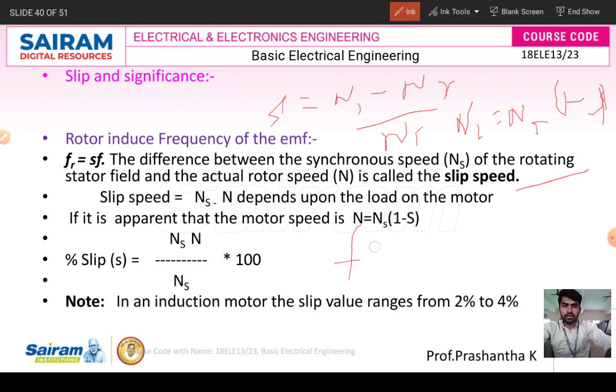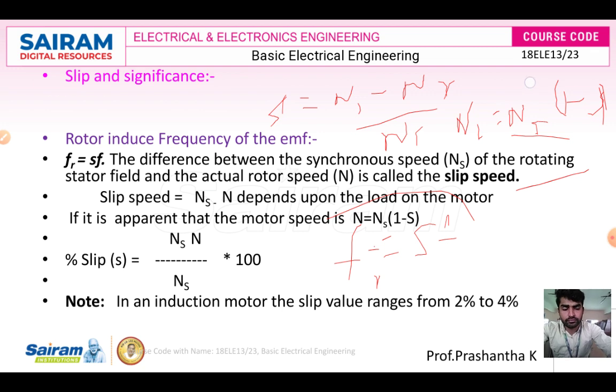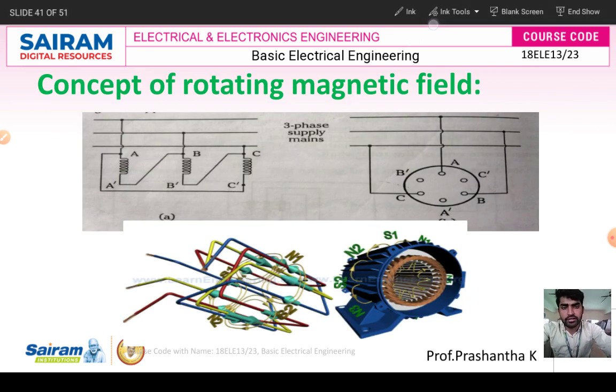So Fr is equal to Sf. S is the slip, F is the supply frequency, Fr is the rotor frequency. Next, there is a concept of rotating magnetic field.